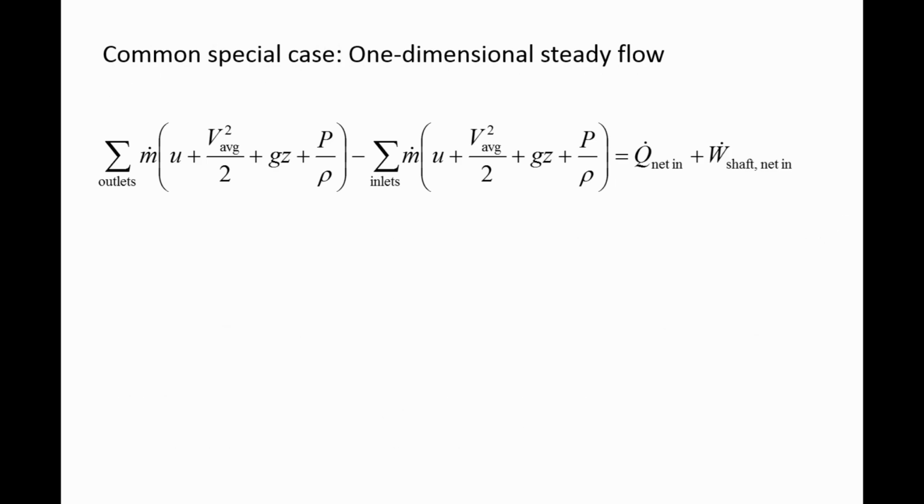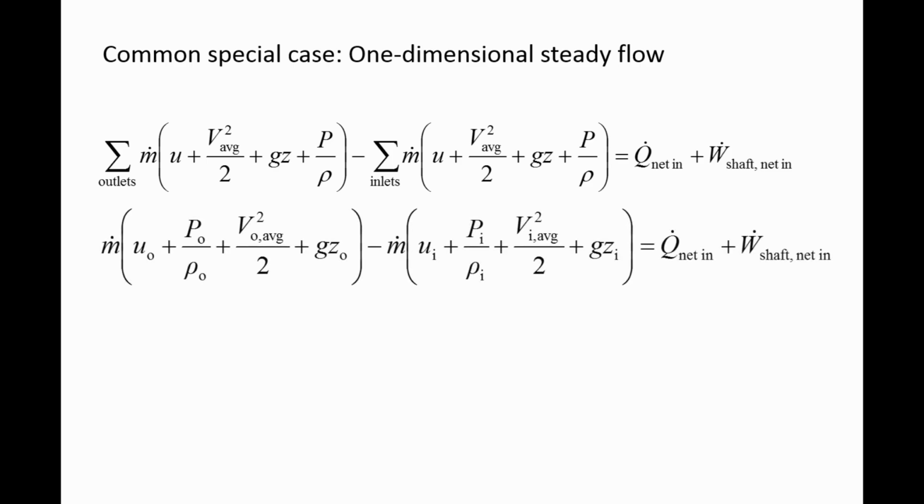First, we recognize that most devices in fluid mechanics have one inlet and one outlet. This means that the rate of mass flux through the inlet equals the rate of mass flux through the outlet, and we can write the mass flux as simply m dot. We will use the subscript O for outlet and the subscript I for inlet.